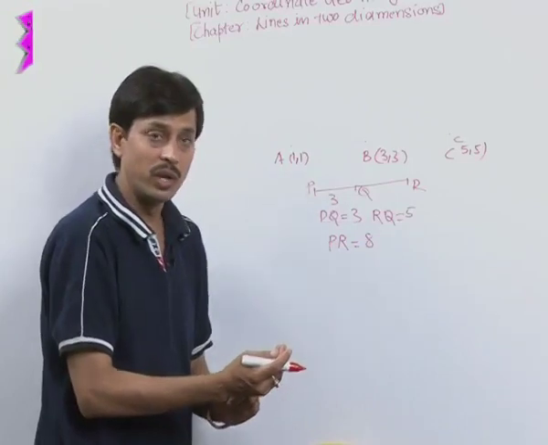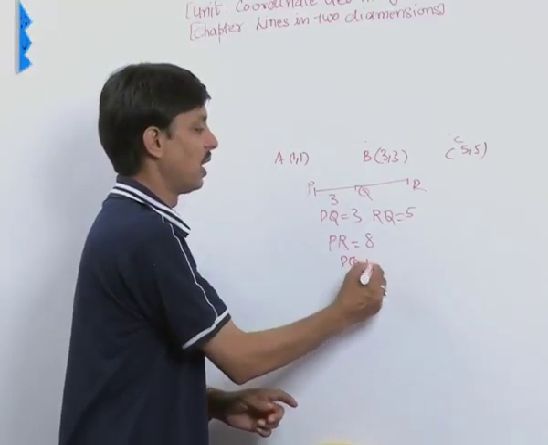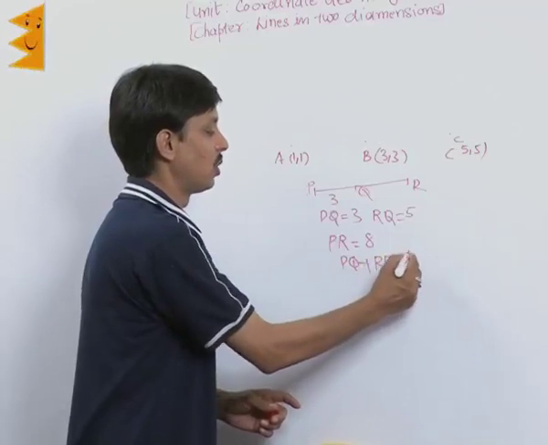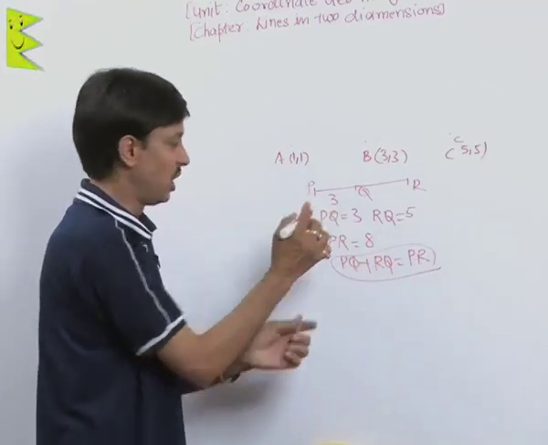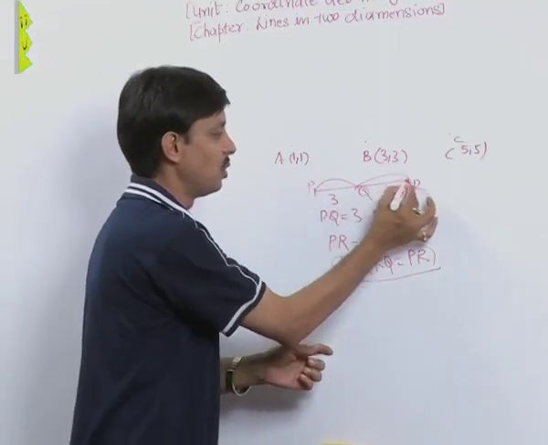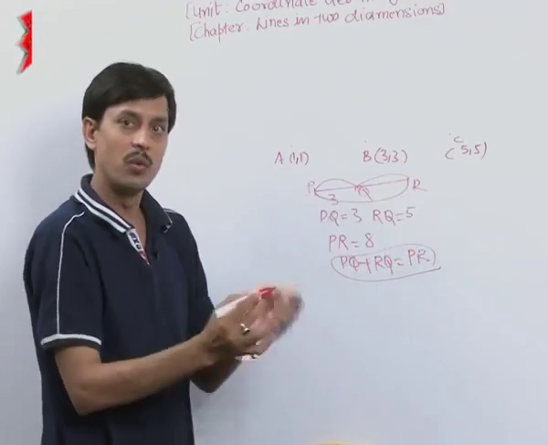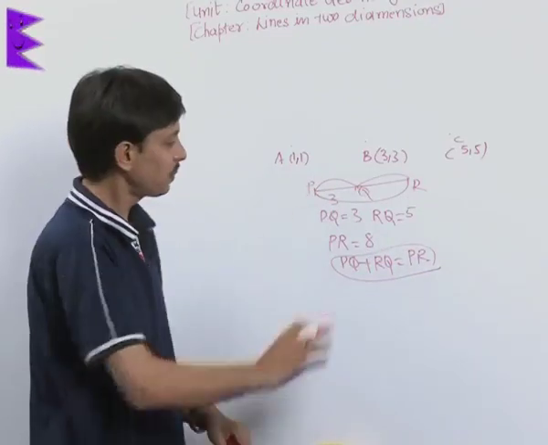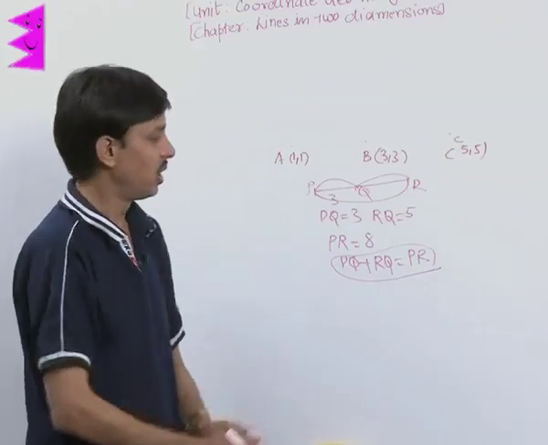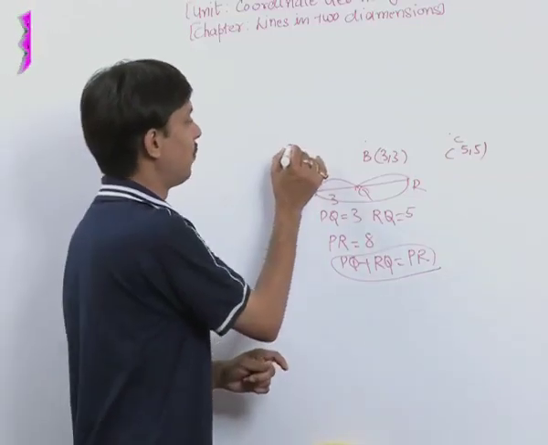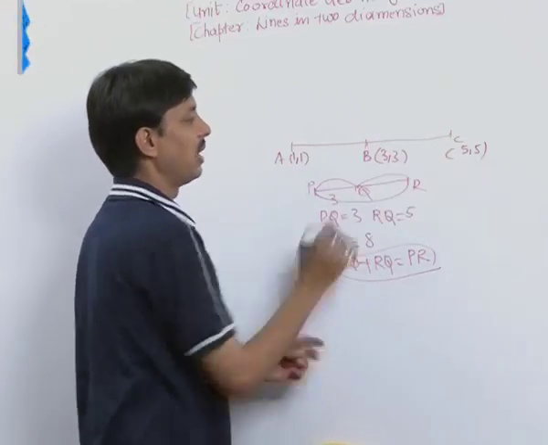So what do we conclude here? We have concluded that PQ plus QR is equal to PR. So if the sum of two smaller distances, that is PQ plus QR, is the same as the final distance PR, we say the points are collinear. If it is not so, the points are not collinear. So we will apply the same funda here, that is AB, BC and AC.